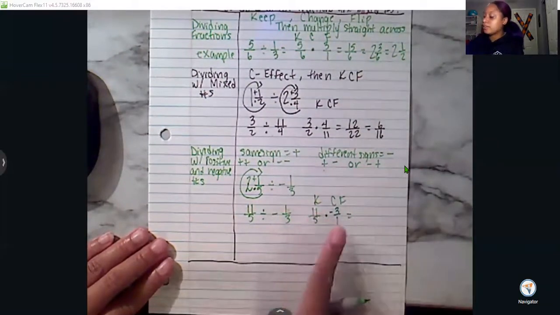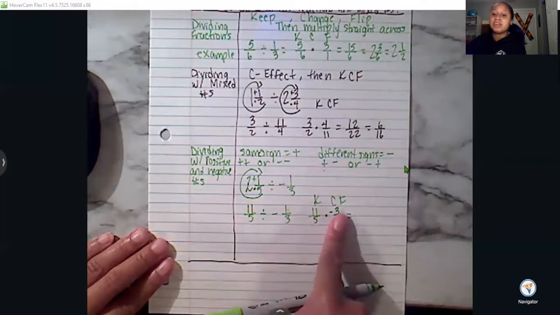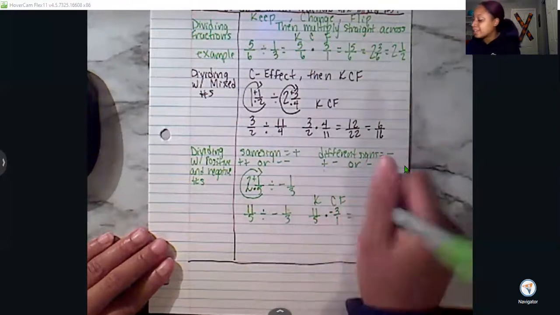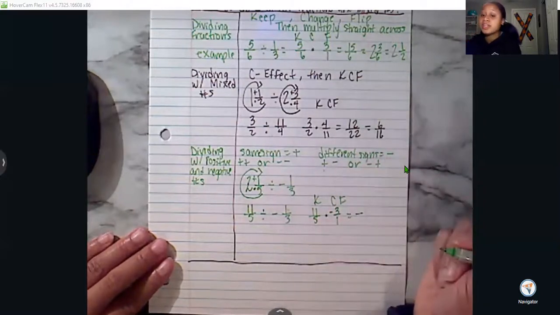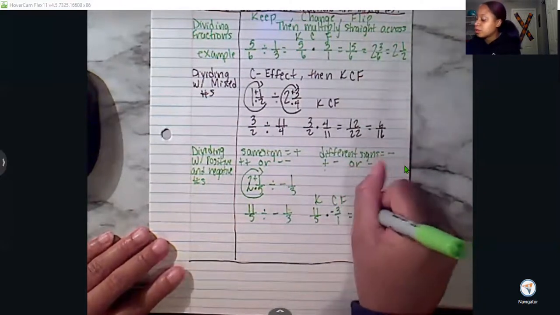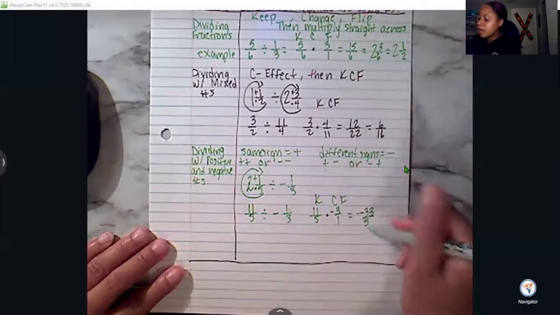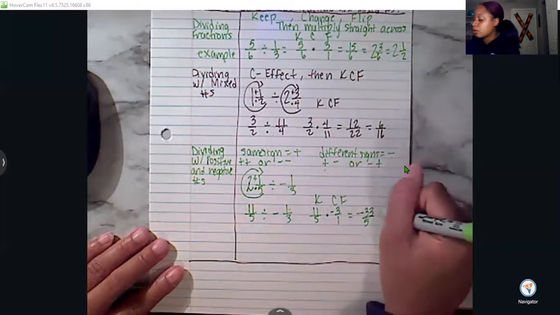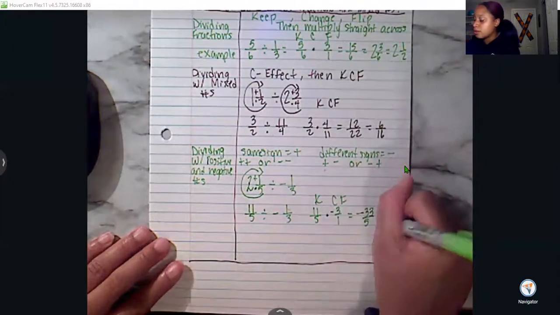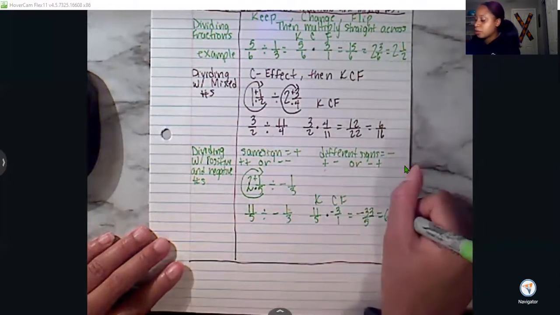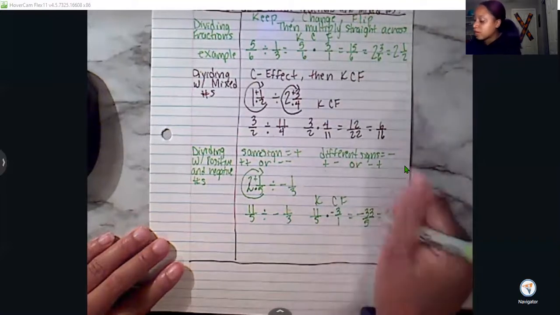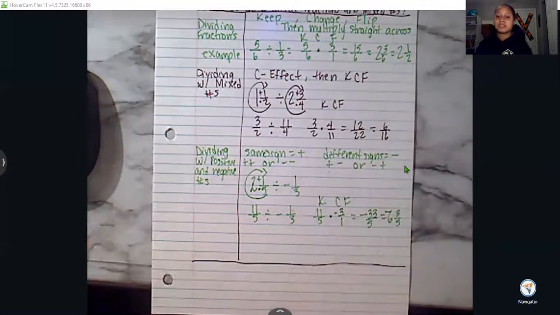So now we have 11 times 3. First, you need to realize we have a positive times a negative, which we should know is a negative answer. So we already know it's negative. Now 11 times 3 is 33, and 5 times 1 is 5. How many 5s go into 33? 6 whole times, with 3 left over out of 5. But remember, your answer should be negative, so don't forget to put your negative on the outside.